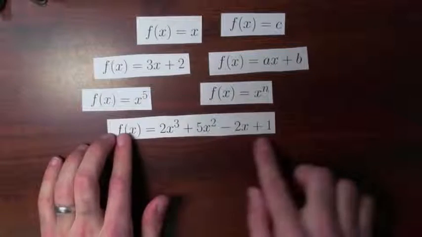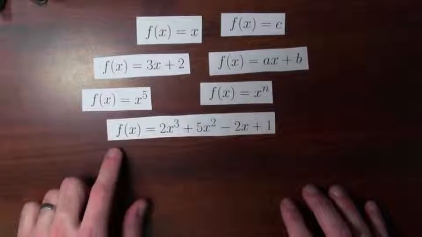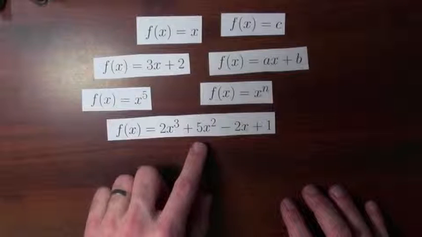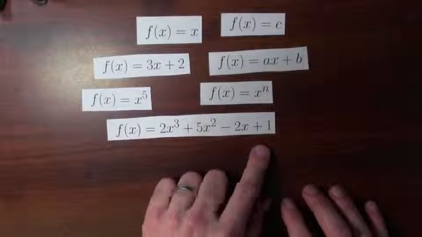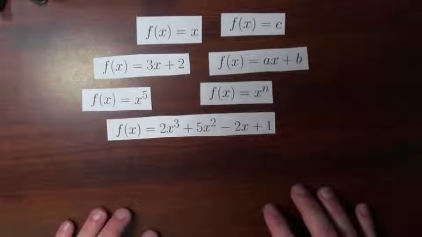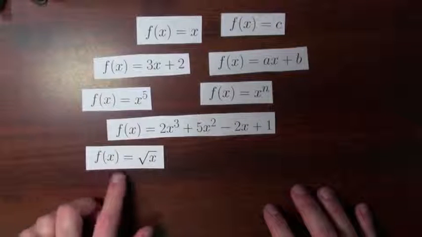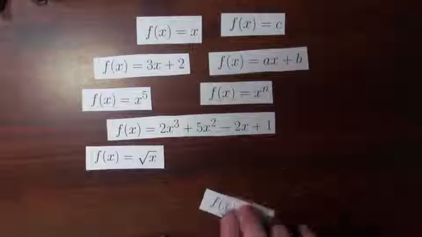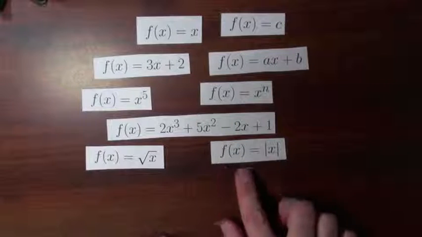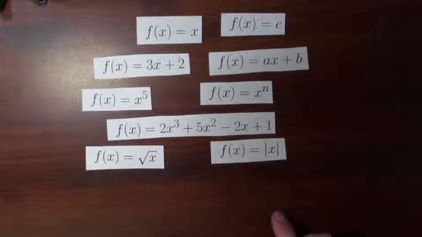You can think about polynomials, like this complicated looking polynomial, f of x equals 2x cubed plus 5x squared minus 2x plus 1. If you're thinking about polynomials, you might want to think about roots. f of x equals, say, the square root of x. You might remember the absolute value function, f of x equals the absolute value of x.